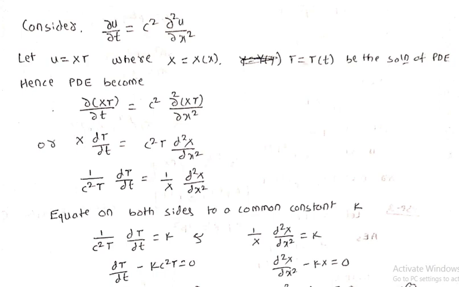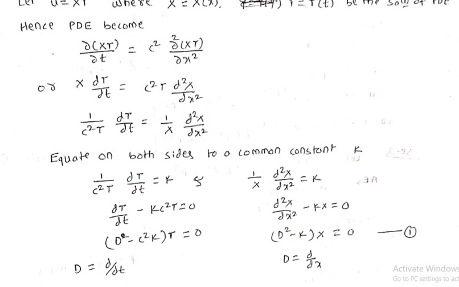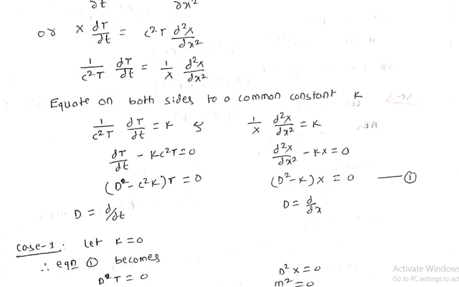So now we take a common constant k on both sides. Left-hand side is equal to k, right-hand side is equal to k. Now multiply both sides by c² T, shift this term to the left-hand side, and write dT by dt in symbolic form. That becomes (D − c²k) T, so T is common, and here D denotes d by dt.